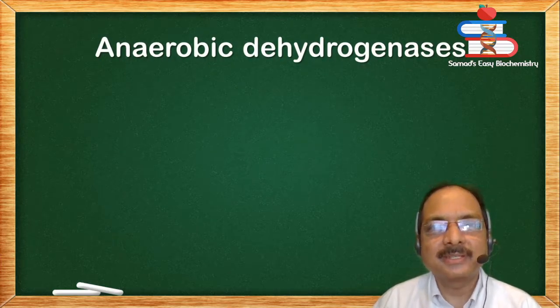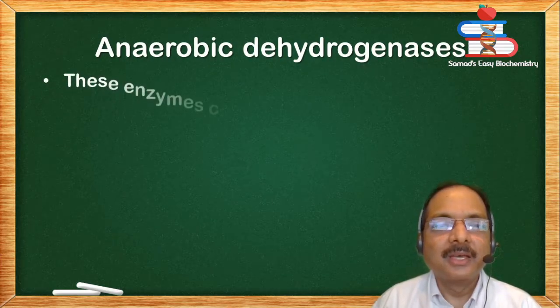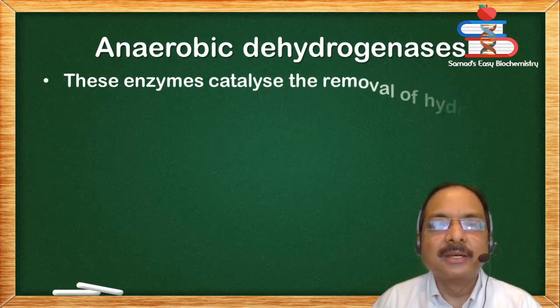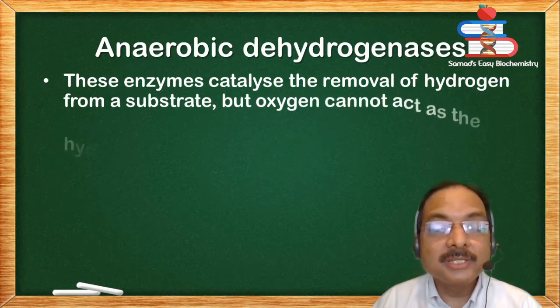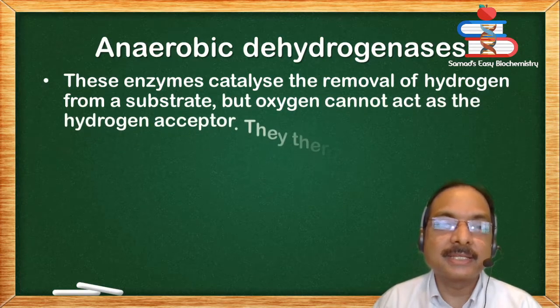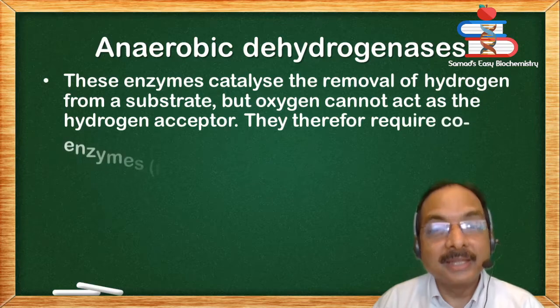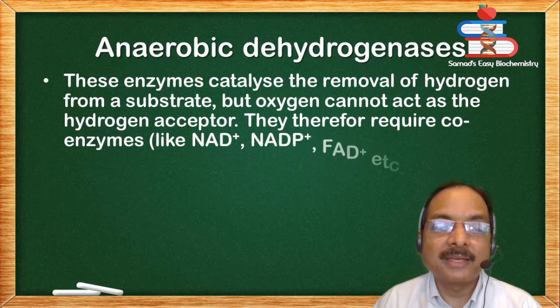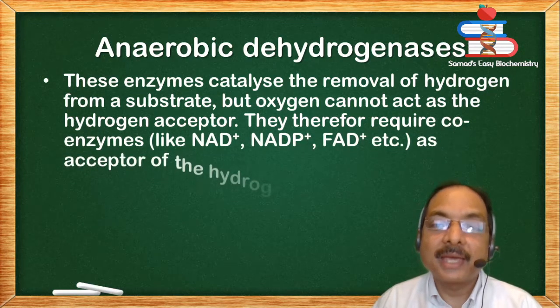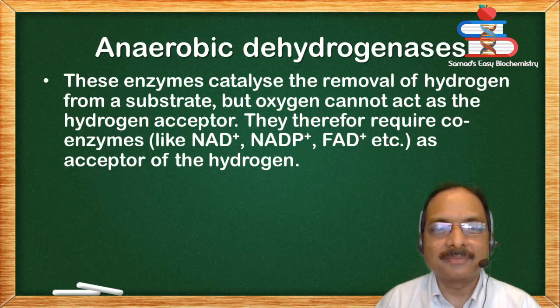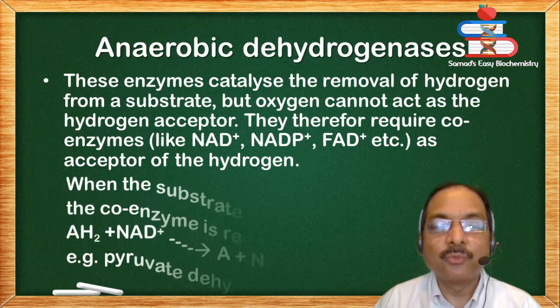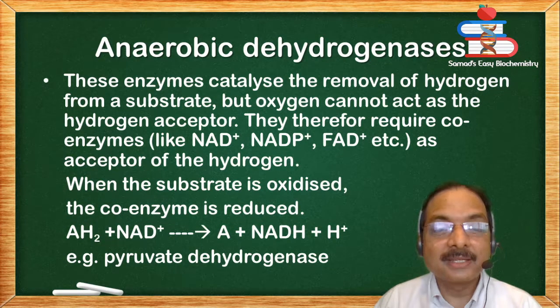Anaerobic dehydrogenases. These enzymes catalyze the removal of hydrogen from a substrate, but oxygen cannot act as the hydrogen acceptor. They therefore require coenzymes like oxidized NAD, NADP, FAD, etc. as acceptor of the hydrogen. When the substrate is oxidized, the coenzyme is reduced. Example, pyruvate dehydrogenase.